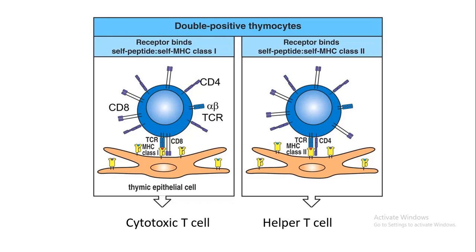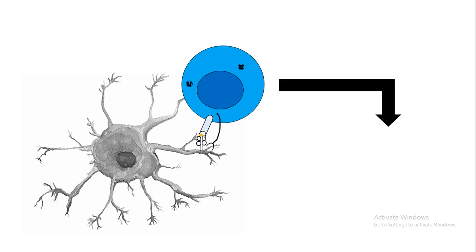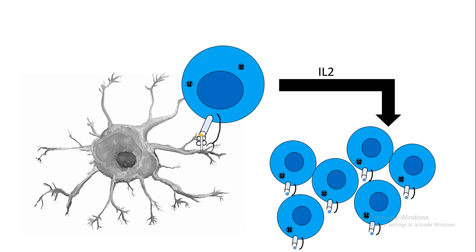Whereas, if it recognizes peptides bound in MHC class 2 molecules, it would upregulate its CD4 expression and downregulate CD8 expression. Ultimately, it would become a helper T cell. Now, once the cytotoxic T cell is formed, it is still naive. It doesn't recognize antigen yet. In order to mature, it needs to learn how to recognize antigen from dendritic cells. And also, another trigger, interleukin 2, helps these cytotoxic T cells to proliferate and expand clonally and give rise to a lot of cytotoxic T cells.